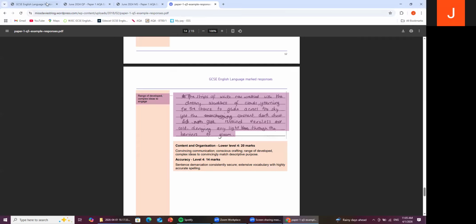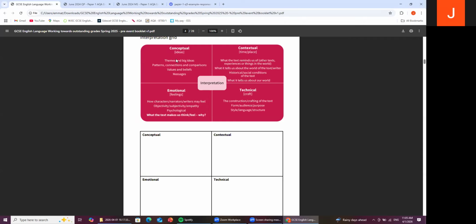And again, it links to all of these here. The student has managed to weave themes and big ideas through their writing. They're making patterns and connections. They are telling us something about the world. They're really personifying, bringing the detail to life. But they've also really thought about their ordering, the audience and the purpose as well. It's about entertaining the audience, and it's really giving that purpose of its entertainment, isn't it?